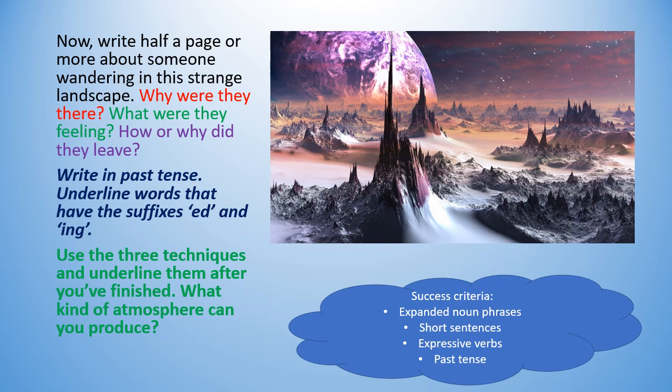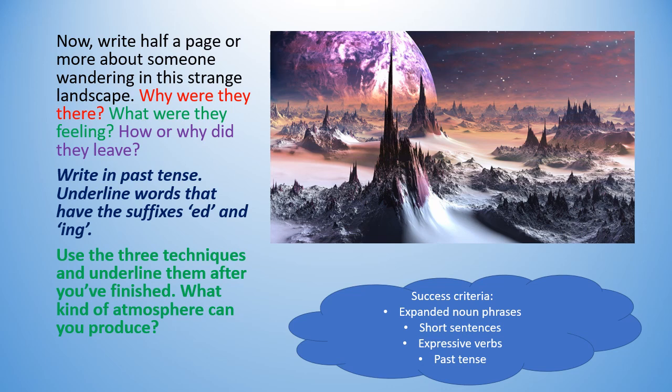Now write half a page or more about someone wandering in this strange landscape. Think, why were they there? What were they feeling? How or why did they leave? I want you to write in past tense, which means you'll be using lots of suffixes like ed and ing. When you've finished writing, underline the words that have those suffixes. Most importantly though, use the 3 techniques we used today.